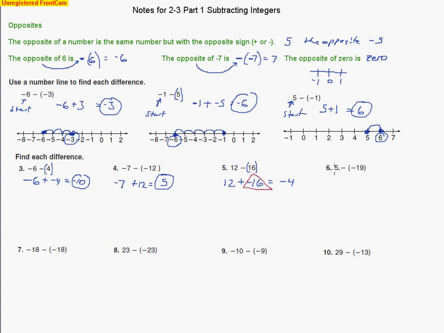Well, here we start at 5, so we bring that down, and then we take the opposite of negatives. What's the opposite of negative 19? It's a positive 19. So now we've got the same sign, so we're going to end up adding those two numbers, and we end up at 24.